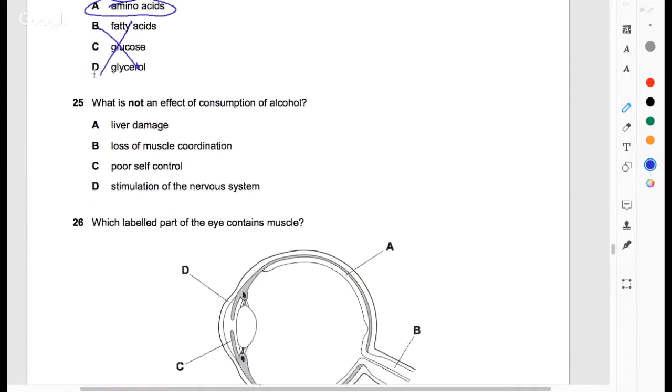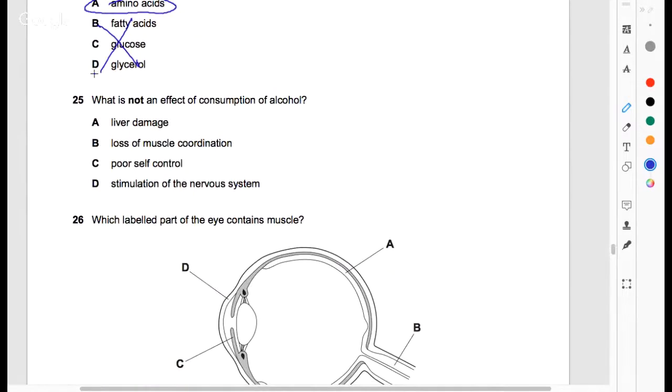What is not an effect of consumption of alcohol? Liver damage, loss of muscle coordination, poor self-control, stimulation of the nervous system. So liver damage, that's a result of long-term overuse of alcohol. So that's consumption of alcohol. That is an effect, so it's not the correct answer, because we're looking for what is not an effect of consumption of alcohol.